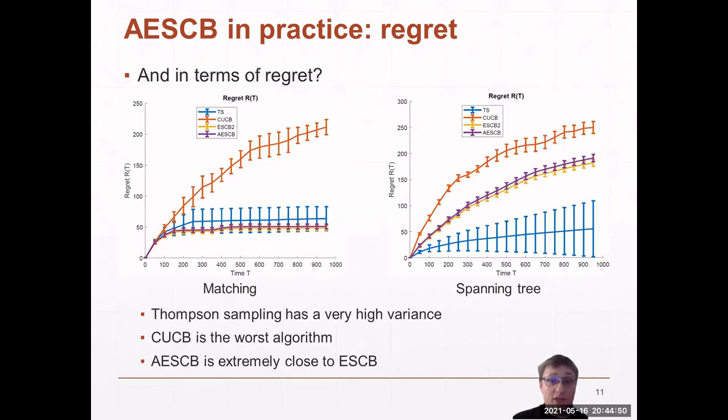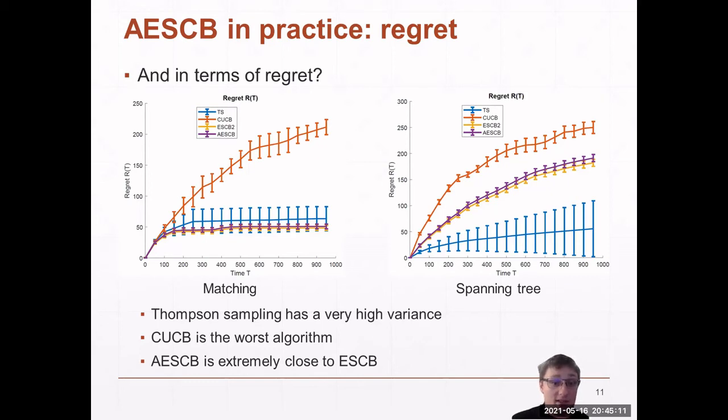The second part of the evaluation is the regret. Here I'm plotting the regret as a function of the time for the 4 algorithms. In blue, there's Thompson sampling. In orange, there is CUCB. ESCB is in yellow, and AESCB is in purple.